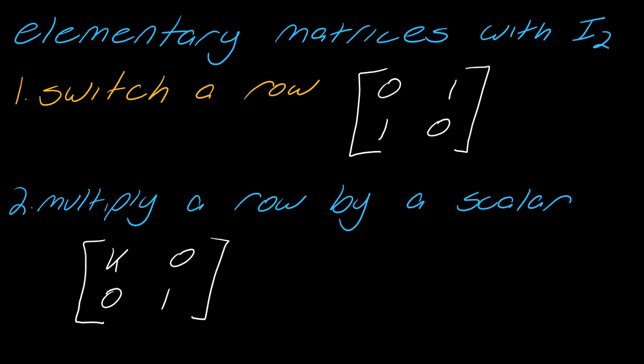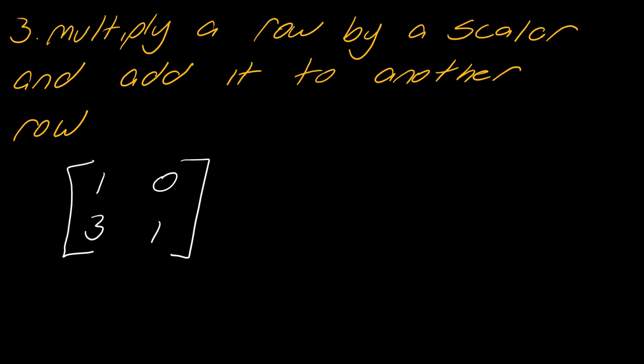Or the third one would be to multiply a row by a scalar and add it to another row. So in this case, I multiplied this row by 3 and then added it here. So that's what this would look like. And you can choose any number. It doesn't have to be 3, obviously.